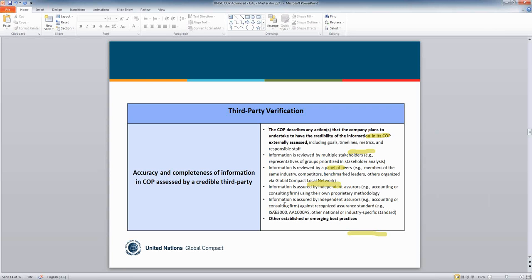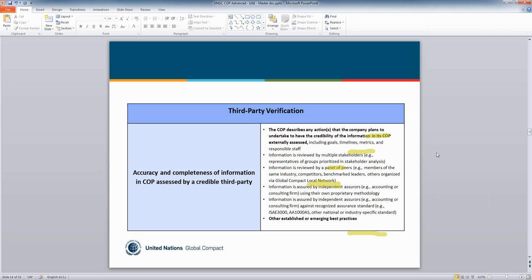If they can go for the highest standard of hiring an auditing firm, great. That again will be a higher level. But if companies can only do a review by stakeholders, or a peer review, those are practices that we also value and accept as part of the advanced level.